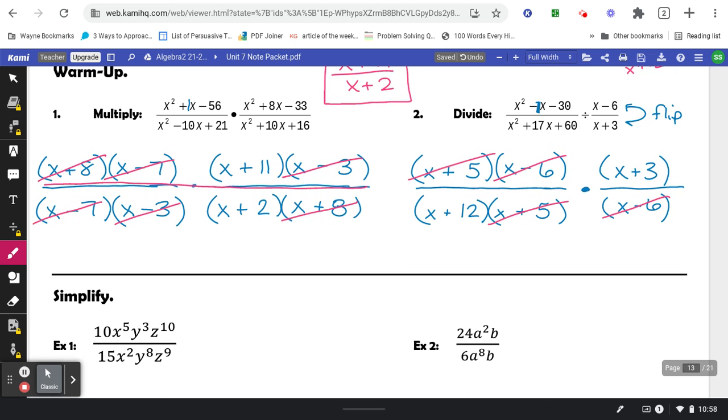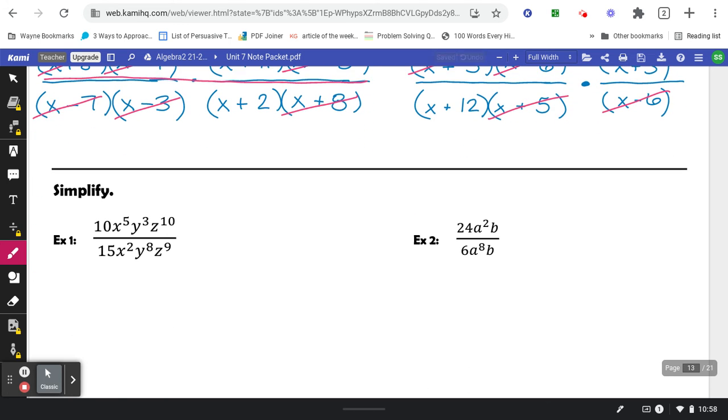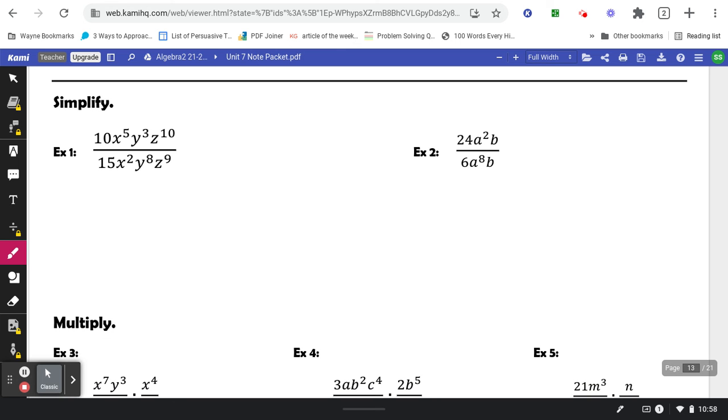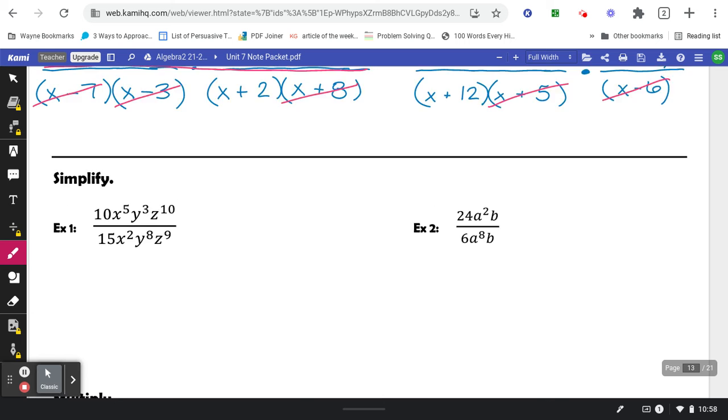All right, now onto our new material for today. We're going to be simplifying monomials. Monomials means it's just one term, which can be several variables, but there's no plus or minus signs separating these like we had up here.